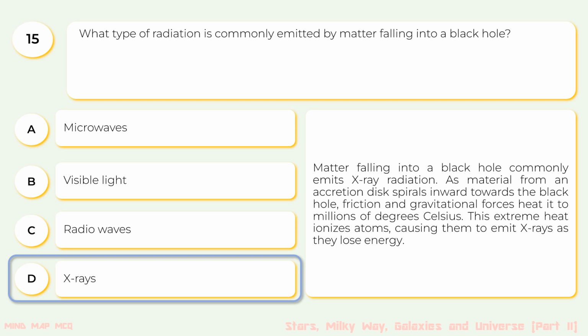As material from an accretion disk spirals inward towards the black hole, friction and gravitational forces heat it to millions of degrees Celsius. This extreme heat ionizes atoms, causing them to emit X-rays as they lose energy.